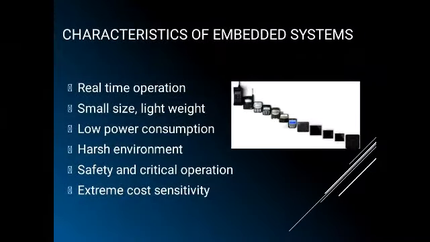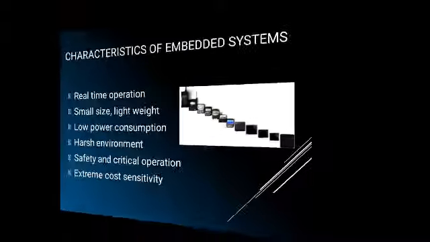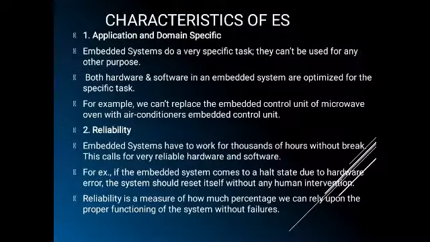Next, we are going to discuss the characteristics of embedded system. When you discuss the characteristics of embedded system, it should operate in real time, and its size and weight are very important. How much power it is consuming, how harsh the environment is that it is working in, the safety and critical operations, and then finally the cost and the sensitivity. Let me go for a brief introduction about the characteristics of the embedded system.